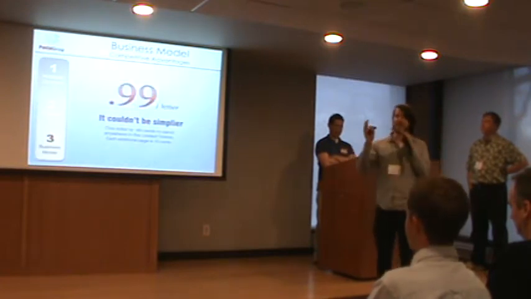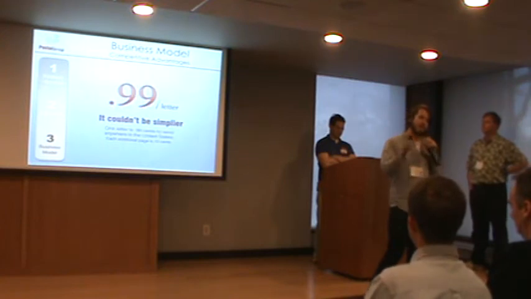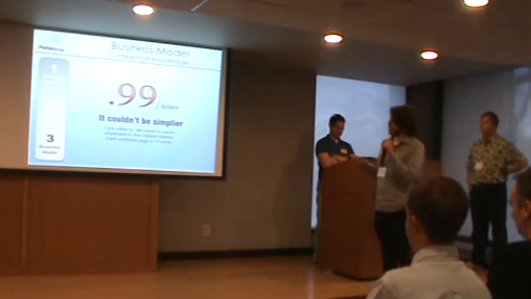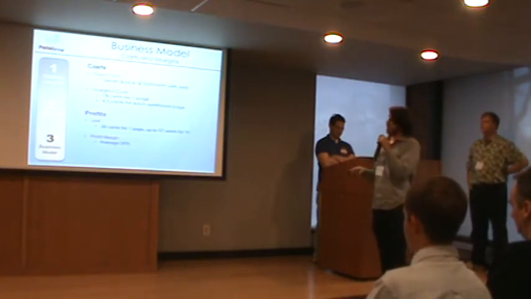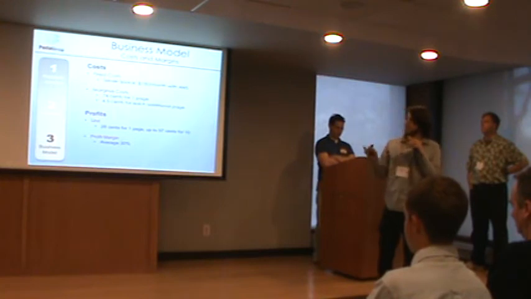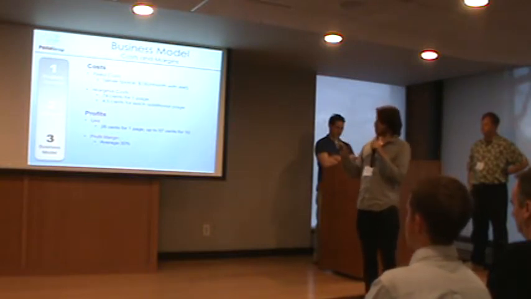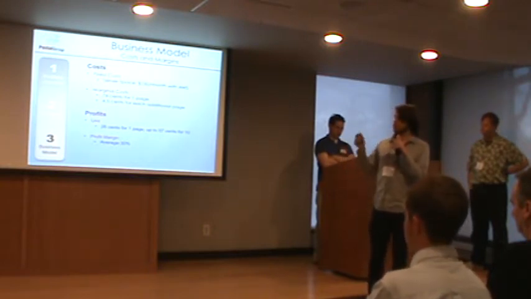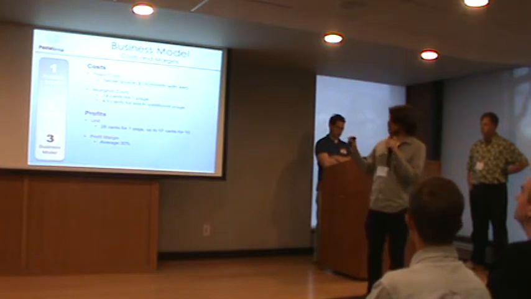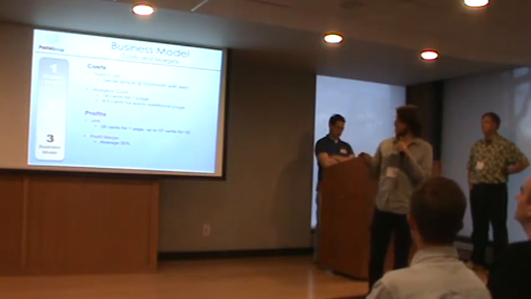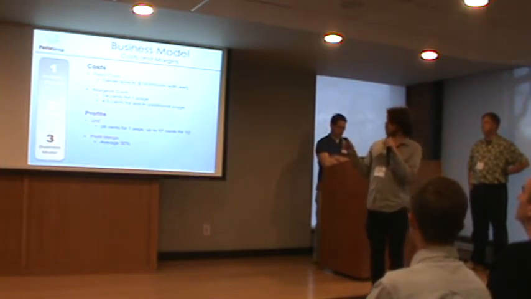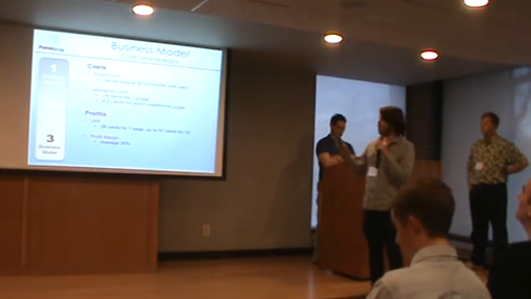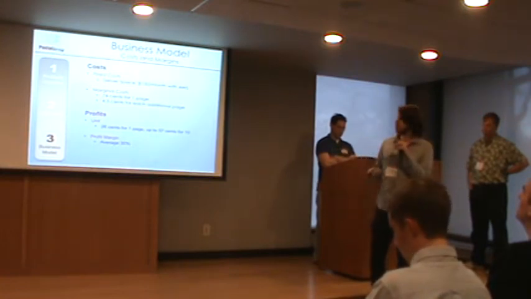So, price, 99 cents for a 1-page letter. 10 cents for each extra page. Couldn't be any simpler. Cost, for us, fixed cost, $150 a month for our server costs. Marginal cost for the first page is 74 cents and 4.5 cents for each additional page. So profits, our unit profit is 26 cents for that first page and up to 57 cents for 10 pages. So with a profit margin averaging 30%.